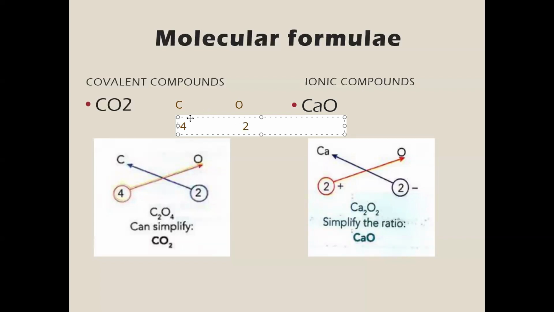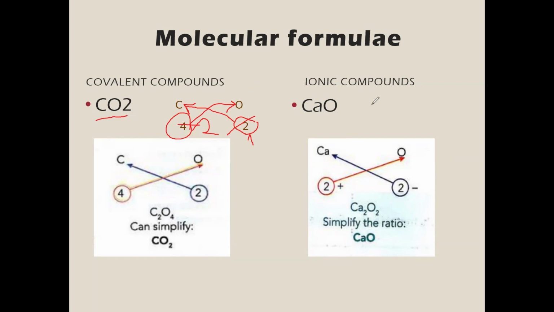And then we will give the valency of each element to the other. So the valency of oxygen will be given to carbon, and the valency of carbon will be given to oxygen. And 4 and 2 can be divided by 2. So 1 will be given to carbon, and every 1 carbon will need 2 oxygen. So the final formula is CO2, carbon dioxide.